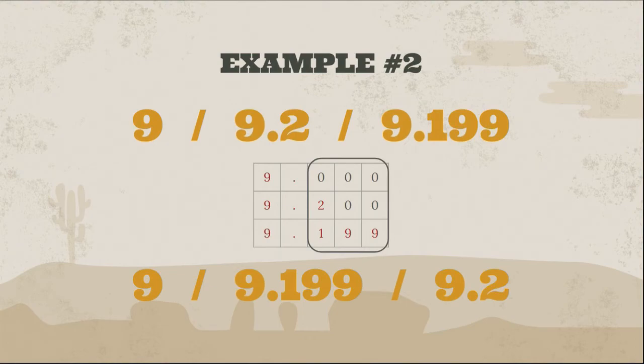Alright, so zeros will come first. That means our plain old 9 is the smallest. 199 will come next. And 200 is the greatest number, 9 and 2 tenths. Again, I don't use the zeros when I write my final answer.